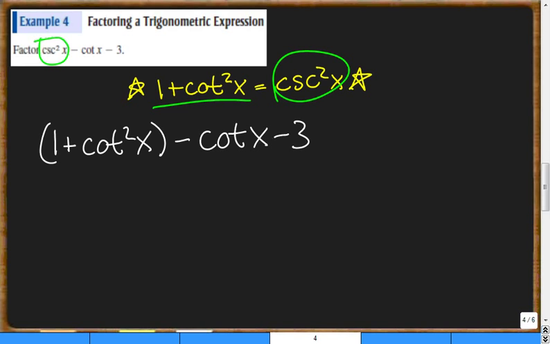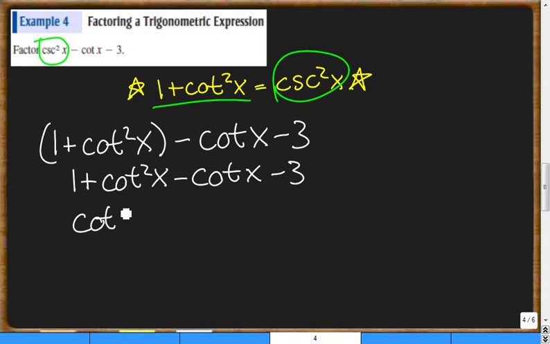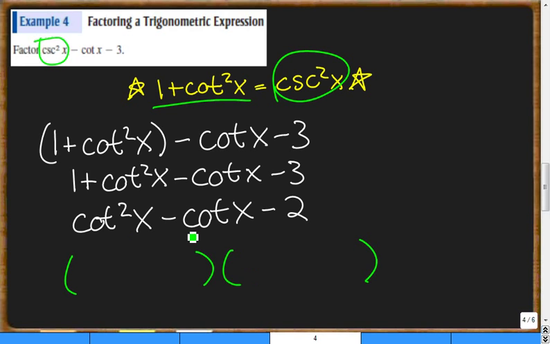So since I have this, now break this bracket apart. So I get 1 plus cotangent squared of x minus the cotangent of x minus 3. If I simplified this and tried to turn it into a quadratic, I'm going to get cotangent squared minus cotangent of x, and then I'm going to get a minus 2. So kind of like the last problem, I can factor this. My base function is now cotangent instead of tangent like the other problem. So each of these is going to be a cotangent.